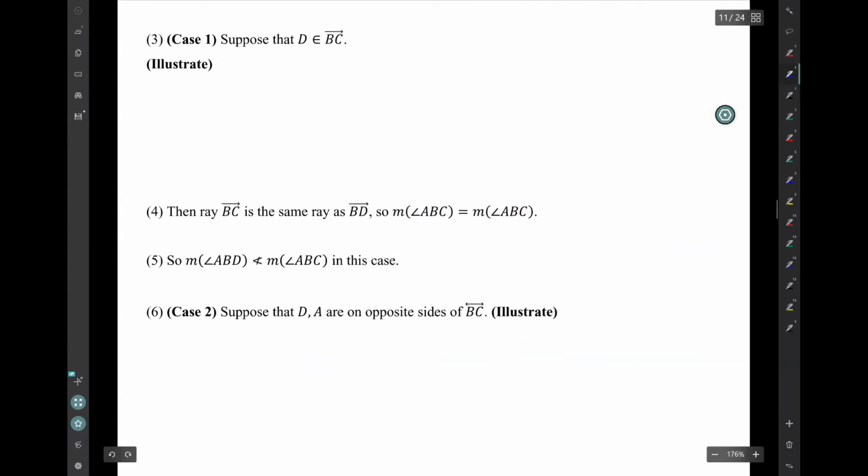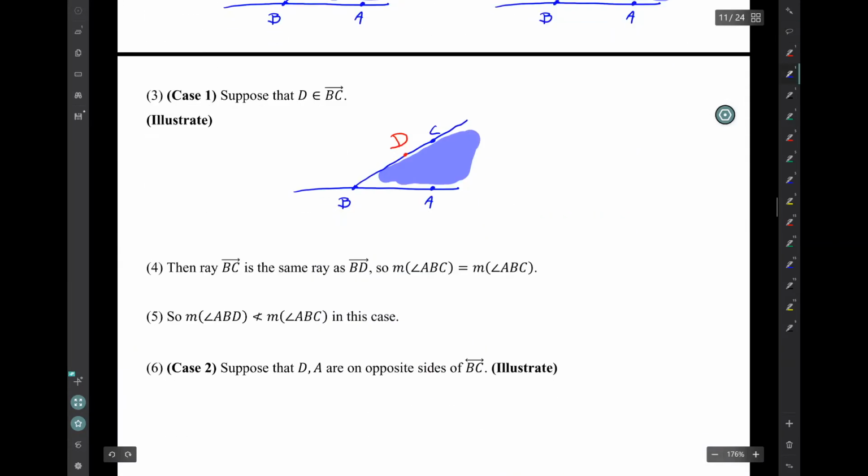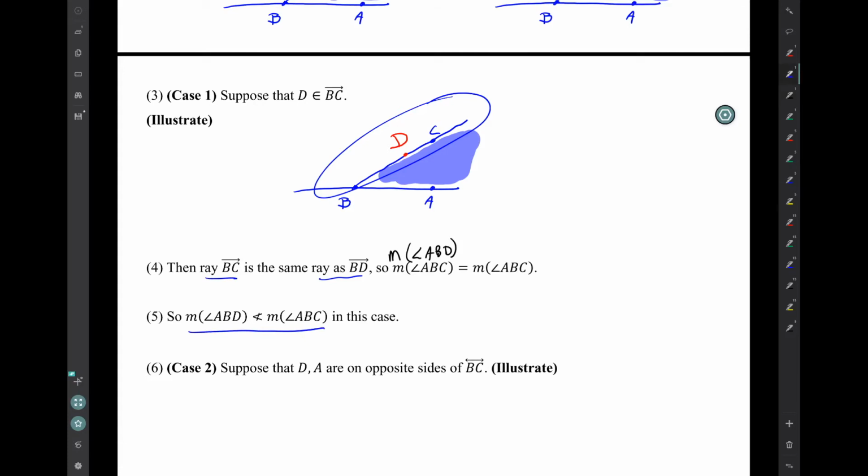So case 1 is, suppose that D is on that ray. We're supposed to illustrate that. Well, that'll be easy. I'll copy that illustration and bring it down. Well, in this case, ray BC is the same ray as ray BD. So that means that the measure of angle ABD, now this is a typo, the measure of angle ABD will be exactly the same as the measure of angle ABC. So in this case, it is not true that that measure is less than the other measure.